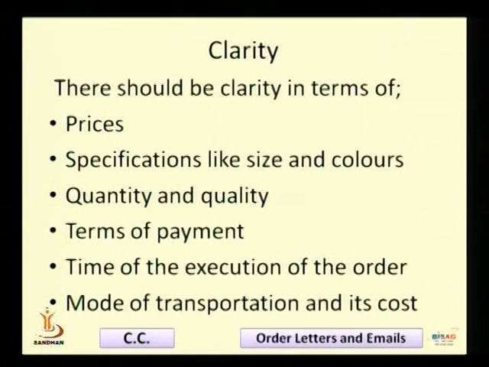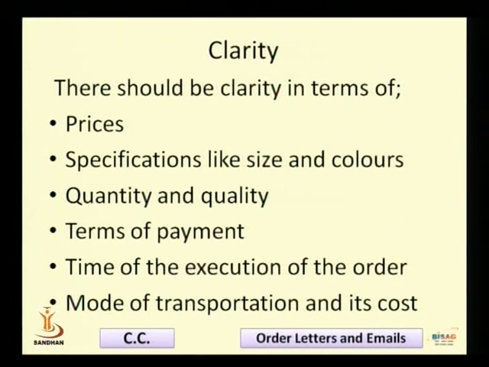The next is the time of execution of the orders. Friends, it is very imperative that the goods must reach from the seller to the buyer right on time. We must specify the specific time that we need the goods or the consignment of our goods by this particular date, and we must mention the mode of transportation and also its cost, who would bear the cost and how.